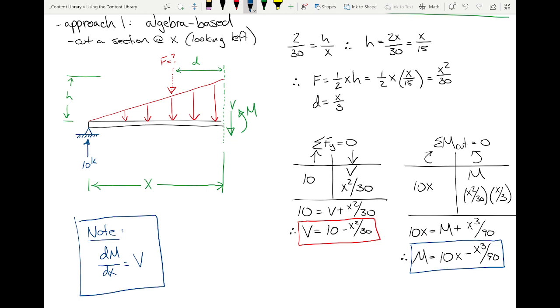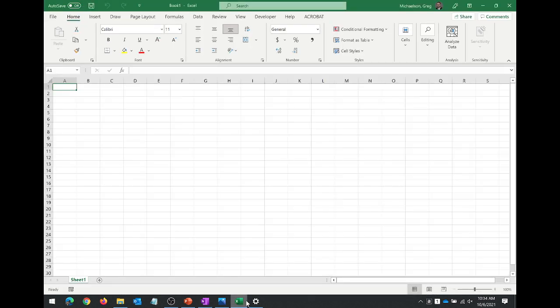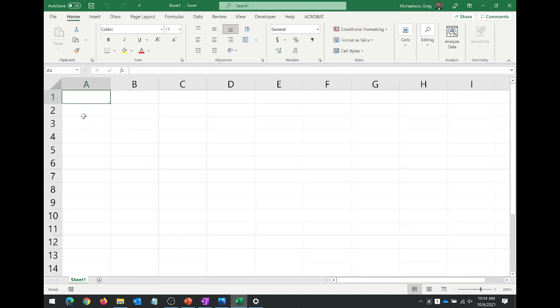Let's see if it passes the smell test. You're like, what's the smell test? This is the smell test. Let's zoom in a little bit so we can all see what we're doing here. So watch this. How long is this beam? 30. Okay. So here's what I'm going to do. I'm going to put a column here. We'll call it X. Okay? And what we'll do is we'll say 0, 1, 2, 3, 4, 5, 6, 7, all the way to 30, right? So how do you do that in Excel?